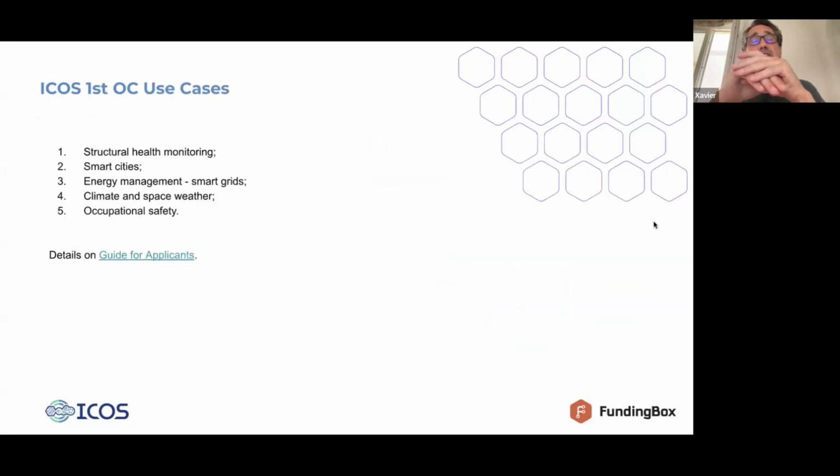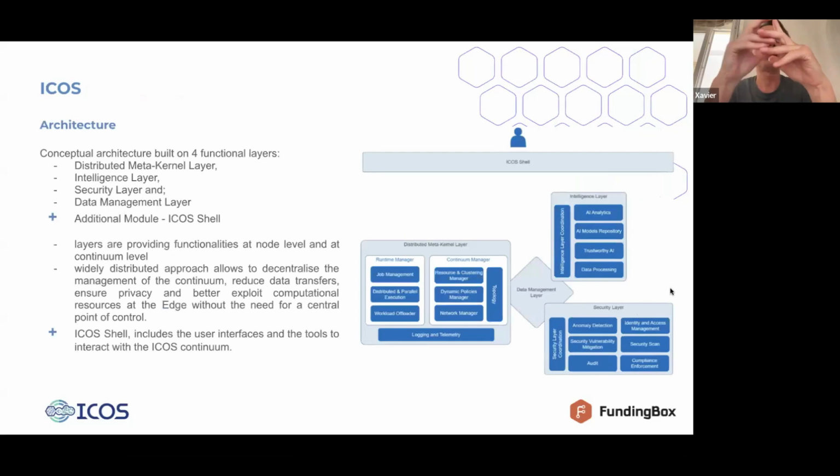Okay, and next, the use cases. We saw before the use cases we have native into the consortium. These are the 5 use cases that we selected in the first call for the open call, right? On health, smart cities, energy, climate and space, weather, and occupational safety. This is a different call than this one, right? And then now I think I'm okay. The final one, REST. This is the architecture, right?